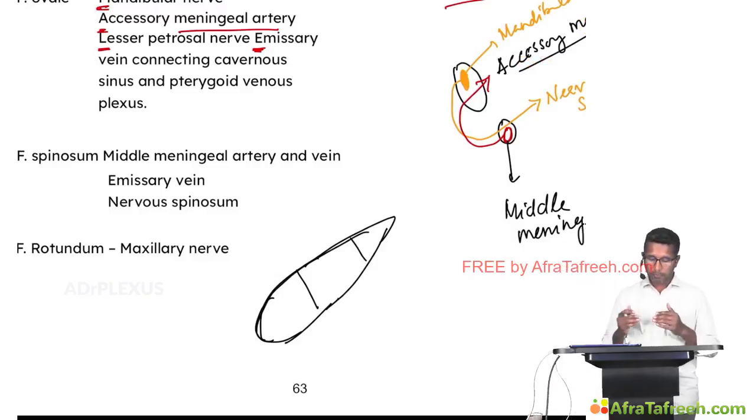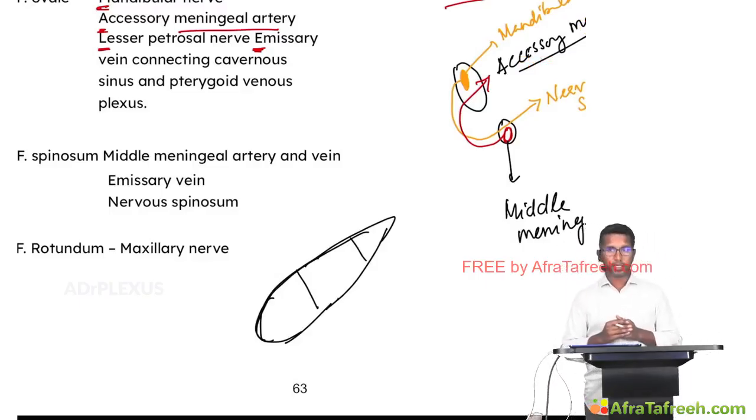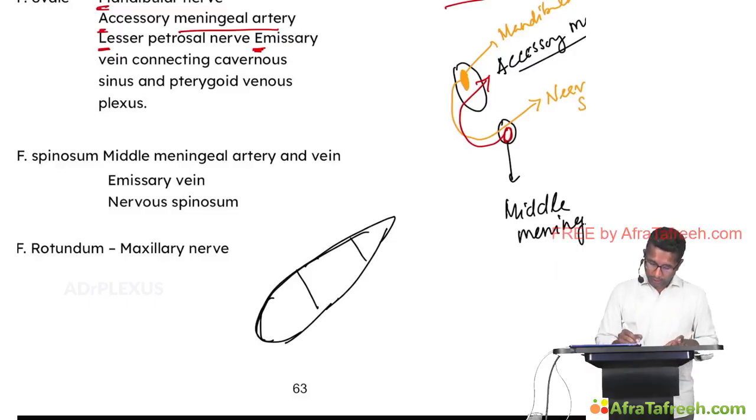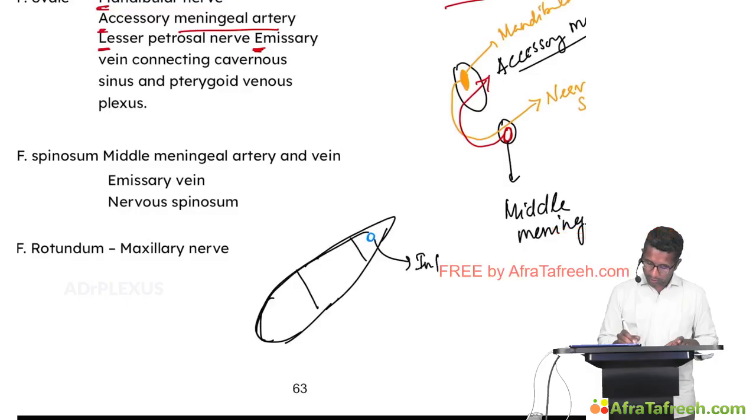One is called the anterior part, the middle part, and the posterior part. The structure which runs through the anterior part is a sinus called the inferior petrosal sinus. So this sinus which is passing through the anterior part is the inferior petrosal sinus.